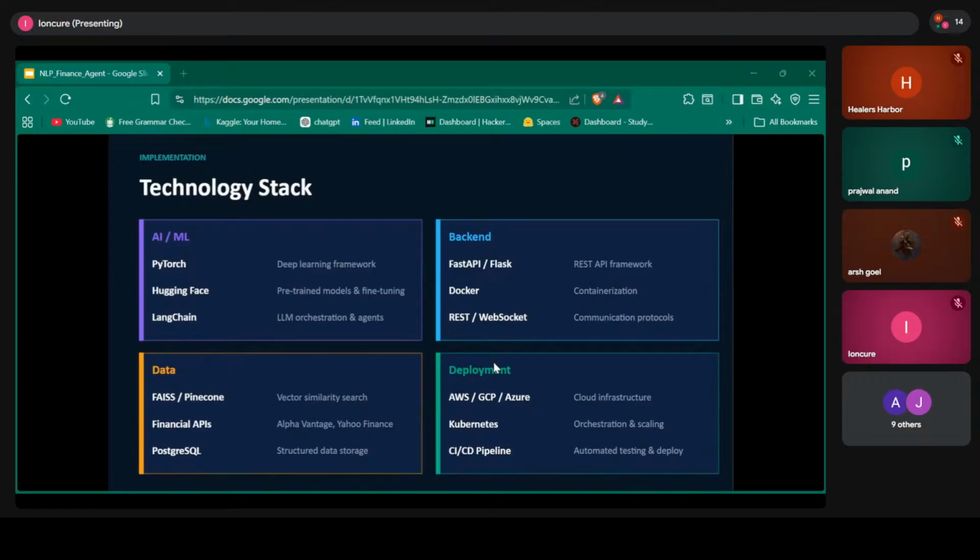For the data infrastructure, we use vector databases for vector similarity search, and financial data APIs like Alpha Vantage or Yahoo Finance for financial market data. On the deployment side, the system is designed for cloud deployments, AWS, GCP, Azure, with Kubernetes for orchestration, and CI/CD pipelines for automated testing and release. Each layer was chosen specifically for its performance characteristics in this retrieval-heavy and latency-sensitive application.